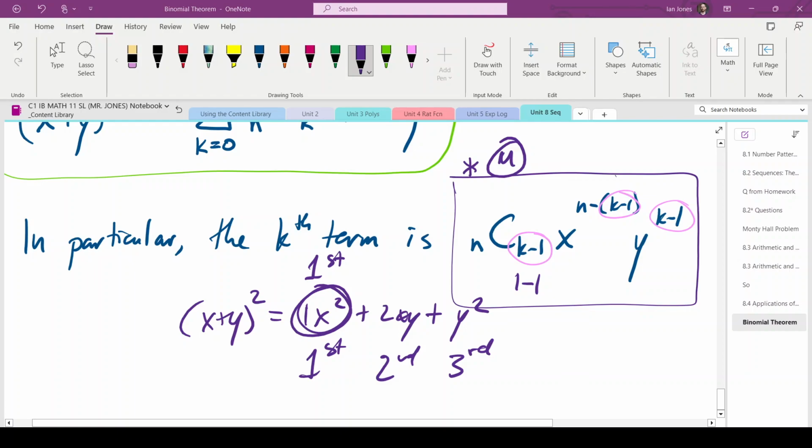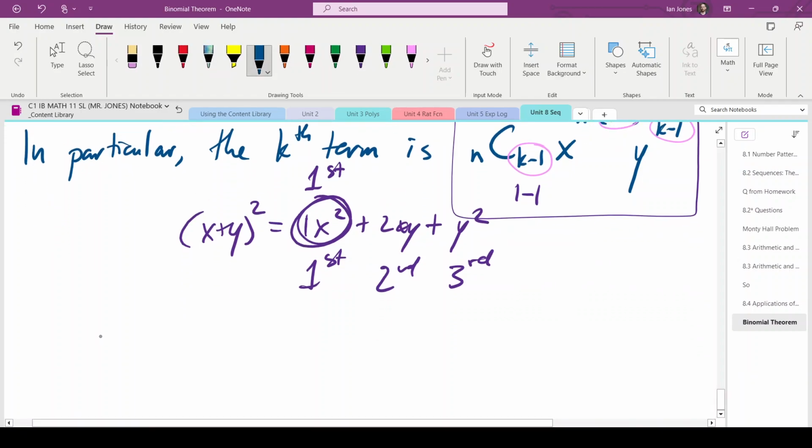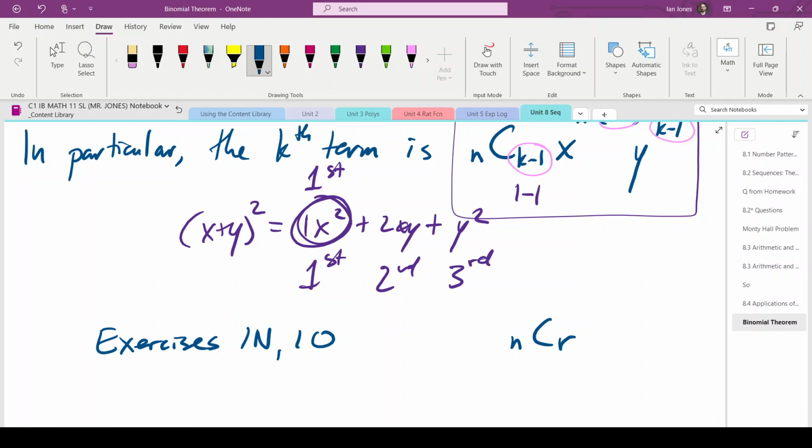So this covers all the theory of the binomial theorem for now. This covers what you need to know for exercises 1N and 1O. However, I'm going to make one more video in which I talk about how to use the graphing calculator to quickly calculate n choose r, and where I do some examples involving Pascal's triangle, binomial expansions, and that kind of thing.